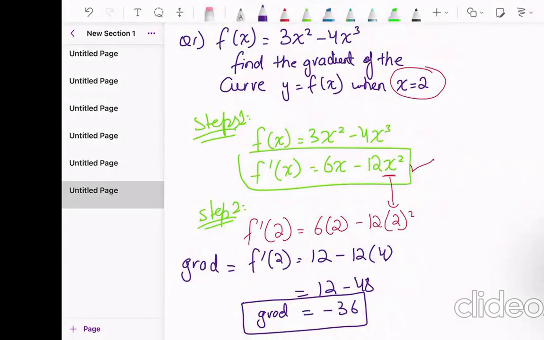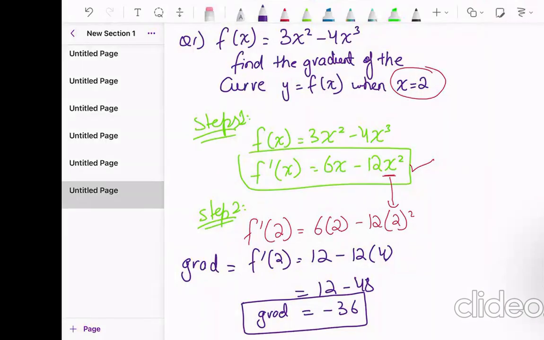The question is, they have given the function and they are asking to find the gradient of that function when x equal to 2. So step number 1 is you need to find the differentiation, that we already did in a lot of questions. So we have applied differentiation and got 6x minus 12x squared. After applying differentiation, we need to put the value of x in the differentiation equation, not in the question. When we put the value given in the question, that x equal to 2, we got the value negative 36.